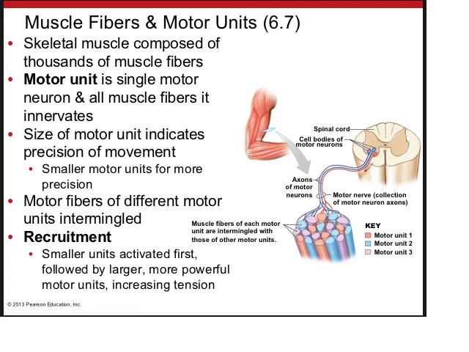Recruitment is where smaller units are activated initially to produce a small amount of force, followed by larger, more powerful motor units that increase the tension. And so the idea here is that we slowly increase the amount of force possible in the muscle by recruiting more and more motor units until we get to maximum tension production.